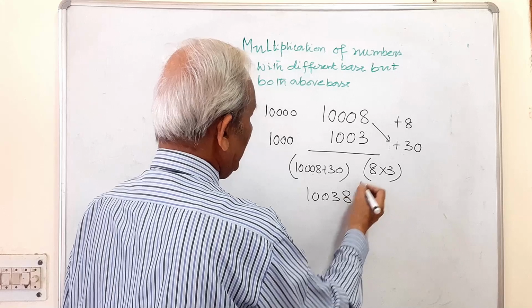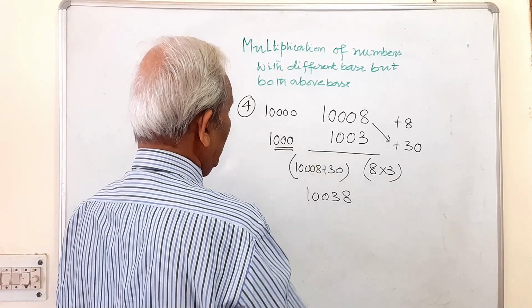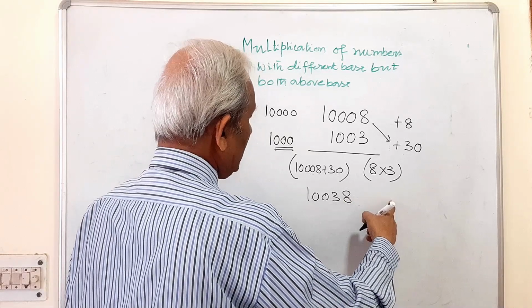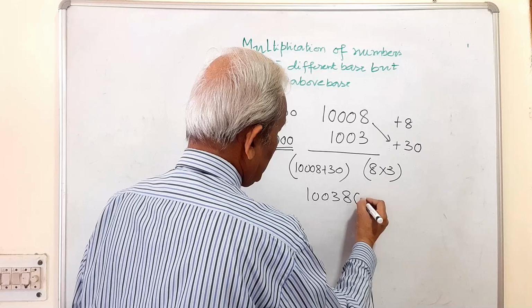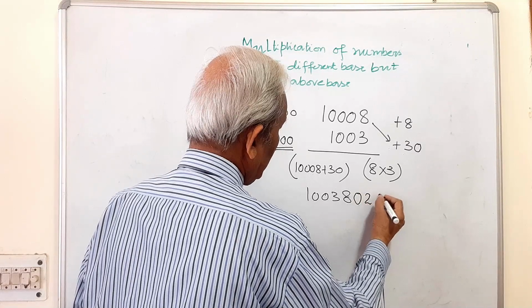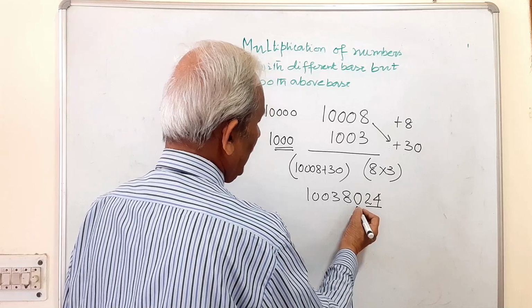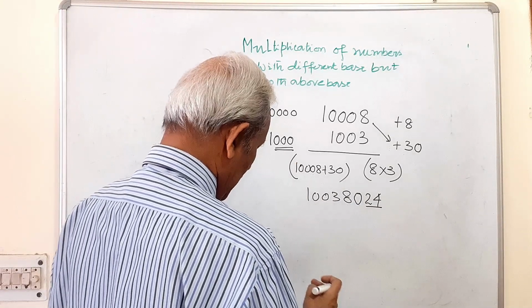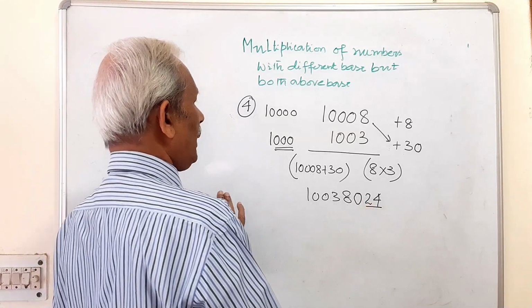First part of the answer becomes 10038. 3 8s are 24, and in this base there are 3 zeros. We will have to have 3 digits here. Now 3 8s are 24, this is 2 digits only, so we'll write 1 0 here and then 24. 2 digits and 1 0 extra because there are 3 zeros here. We'll have 3 digits. So the answer is 10038,024. I think you have understood it.